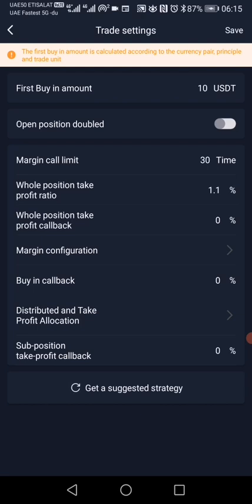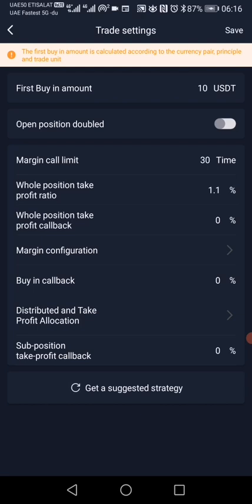So when you set your margin call limit, for example, here I set 30 times. What I'm trying to say is that the robot should buy as the price continues to drop, buy it 30 times for me. So the robot will not stop buying until this 30 times is completed. I'll talk more on that when we go into margin configuration, because for the margin call limit, the number of times you want to buy, you will see those details in the margin configuration.